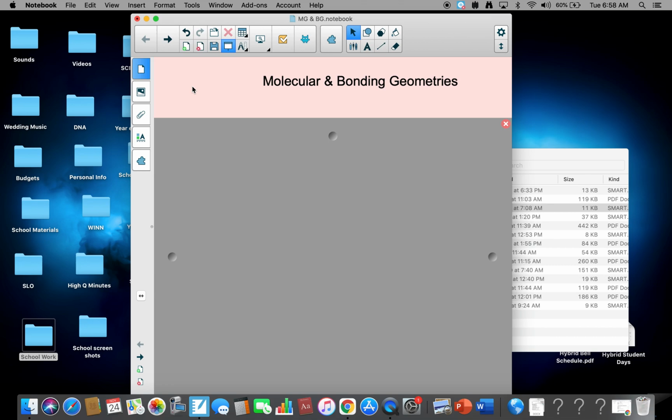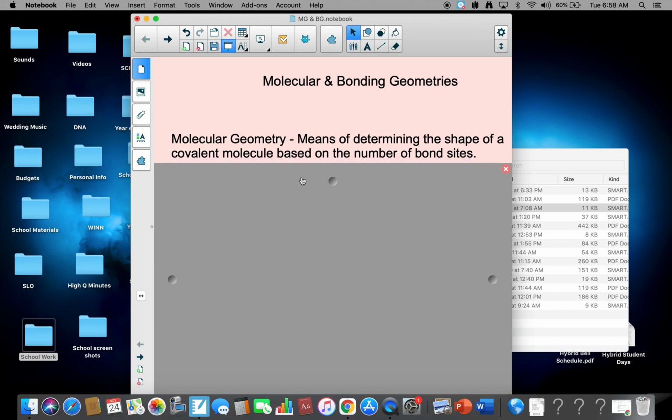In the fascinating world of chemistry, we're looking at molecular and bonding geometry. Molecular geometry is defined as determining the shape of a covalent molecule based on the number of bond sites. Bond sites are bonds and unbound electron pairs. So you count the total number of bonds and unbound electron pairs, and that's the number of bond sites.